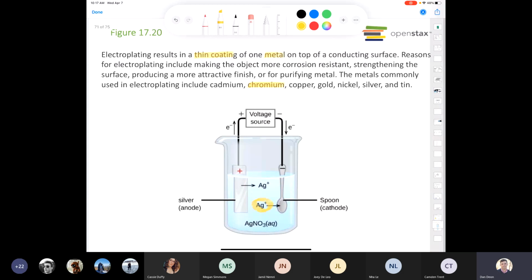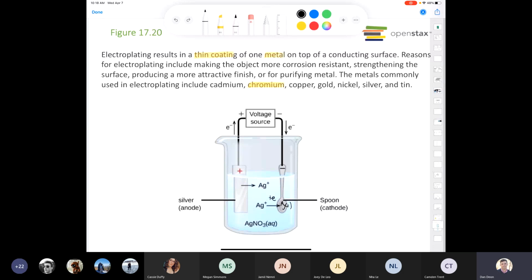Right, so the silver ions get combined with electrons from our source, and we end up putting solid silver on the spoon like that. So the net result is the transfer of silver metal from the anode to the cathode. All right, so really all we're doing is taking silver from here and putting it on the spoon, but we're using the process of electroplating.